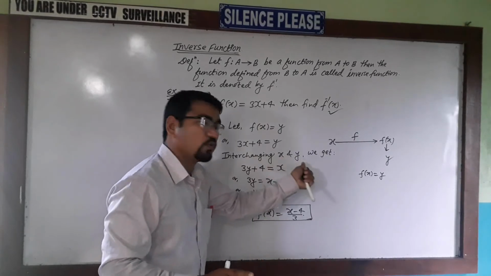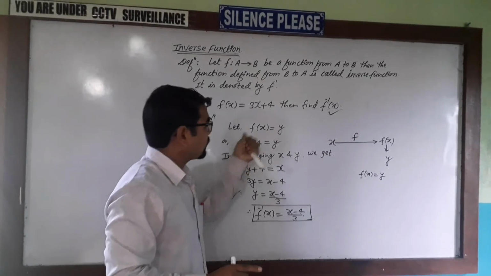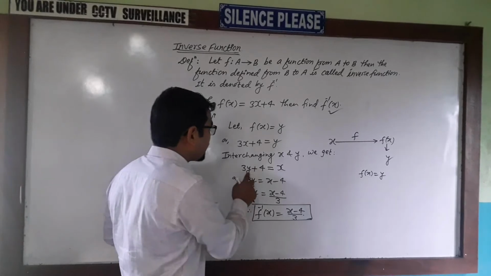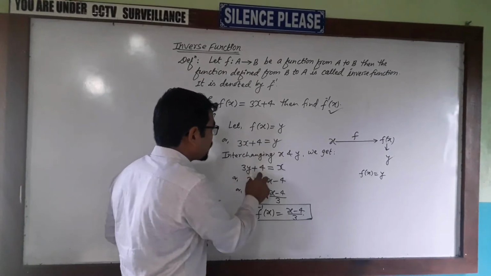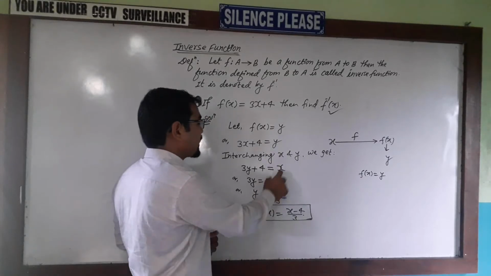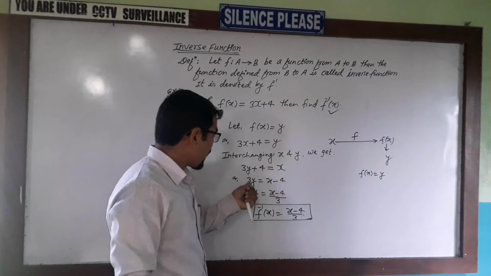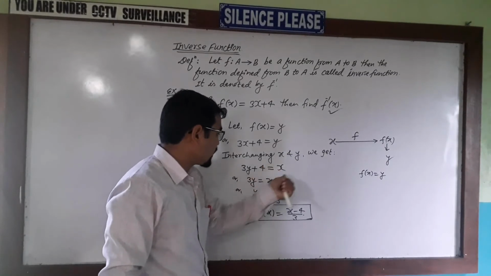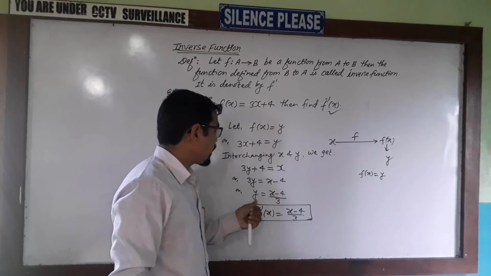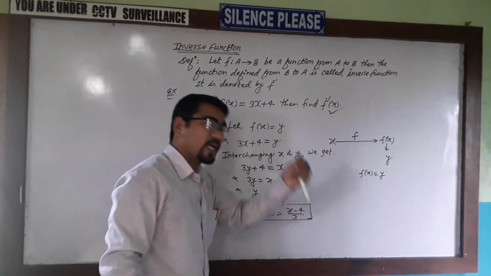Interchanging x and y means we write x in terms of y and y in terms of x. So 3x is written here as 3y plus 4, and this y is written as x here. Then after this we have to find the value of y. So 3y is equal to x, the plus 4 goes there as minus 4. So y is equal to (x minus 4) upon 3. So we can write f inverse x is equal to (x minus 4) upon 3 like this.